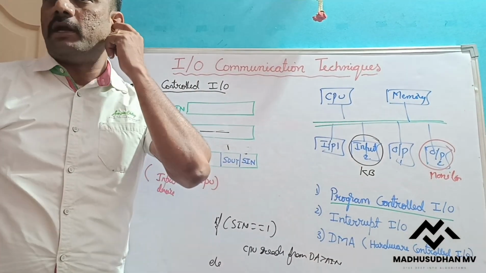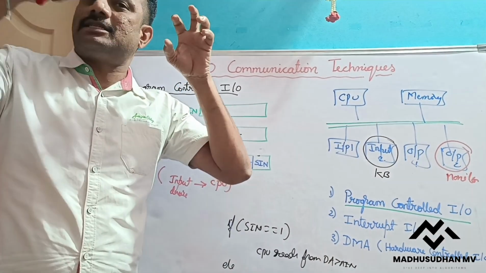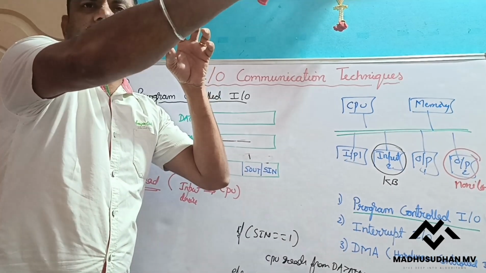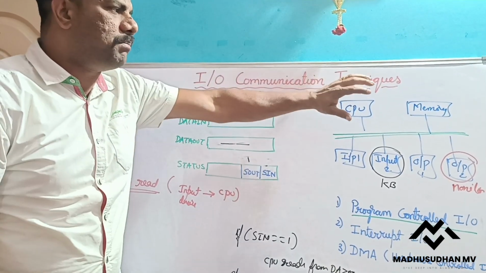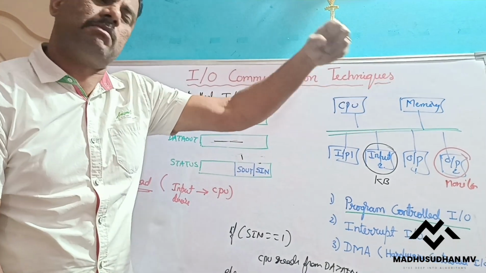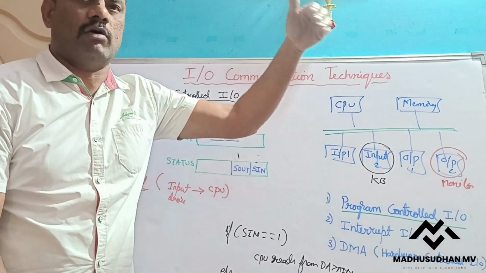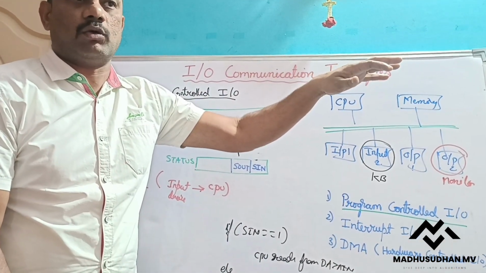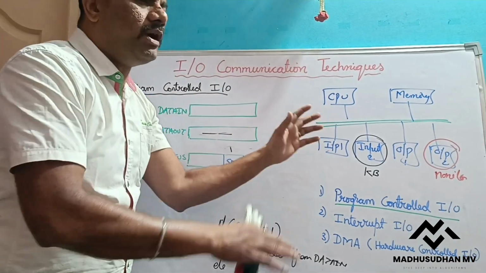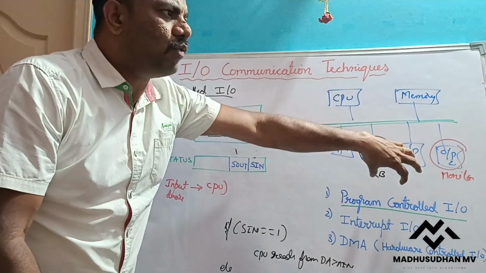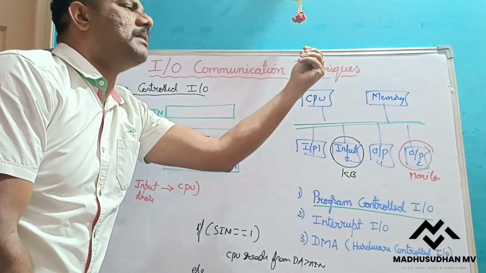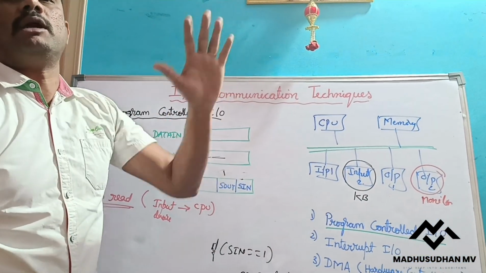Now in interrupt IO, instead of the processor checking whether all the IO devices are ready, we allow the CPU to do useful tasks, some computation work, and keep executing. Whenever any IO device is ready with some data for transfer, that IO device itself informs the processor, saying that it is ready for the data.